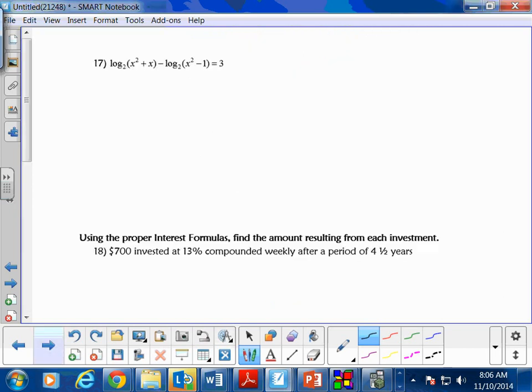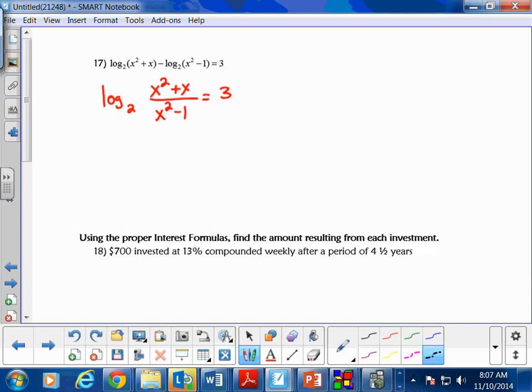Now this one is still with the other one about solving. The process on this is going to involve us first combining these natural logs, the compression of the natural logs. Since they have the same base, I'll have x squared plus x all over x squared minus 1 equal to 3.